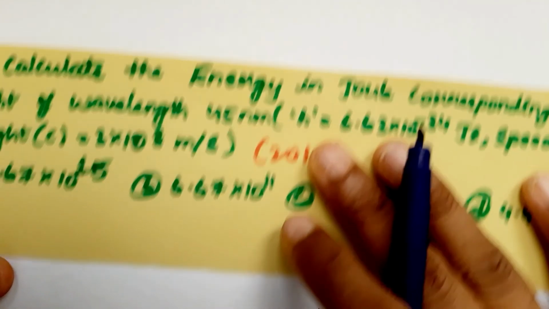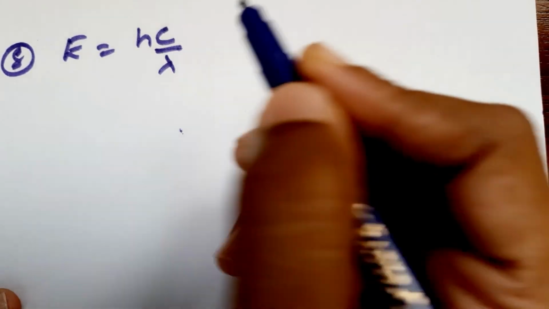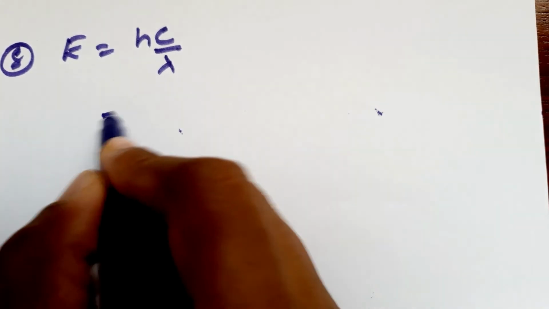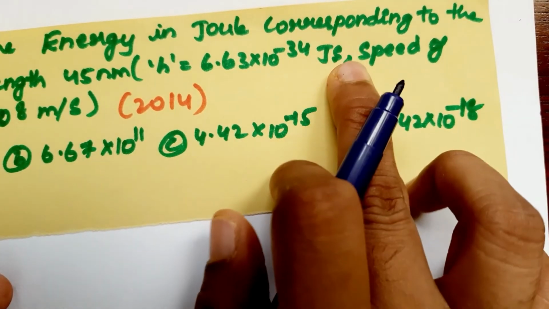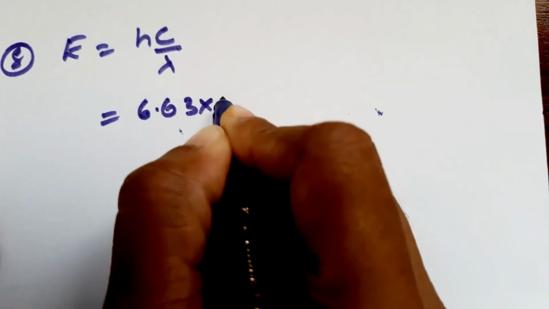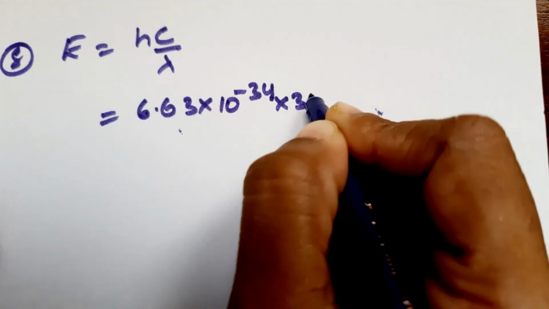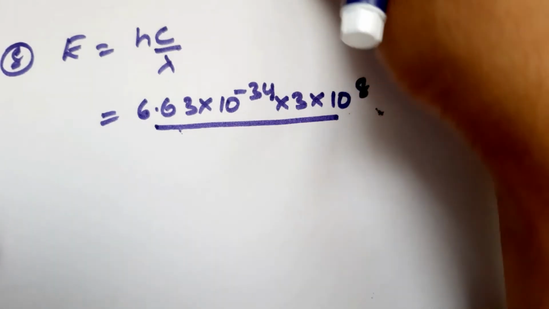What is the formula for the energy, students? You already know. E is equal to hc by lambda. What is the Planck's constant given here? Given here 6.63 into 10 power minus 34 joule second. Speed of light is given as 3 into 10 power 8 meter per second. If you substitute here 6.63 into 10 power minus 34 into 3 into 10 power 8 by lambda. What is the lambda value, students?